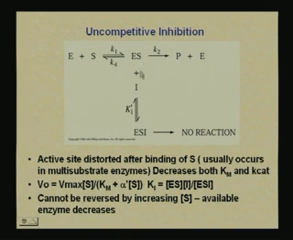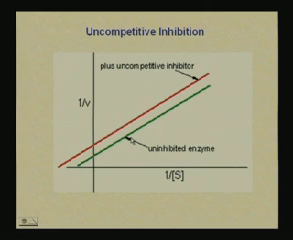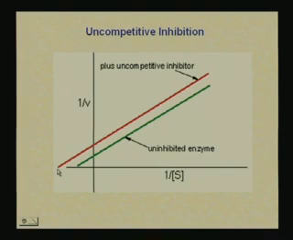Okay? So, what do our kinetic curves look like for uncompetitive inhibition? It is going to be a parallel line. Why? First of all, you know that this red line, the line with the inhibitor, is always above the uninhibited enzyme, because the reaction is now slower. But what happens to our Km? What has happened to our Km?